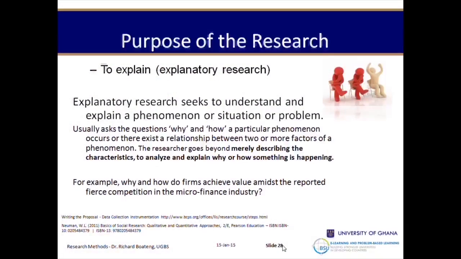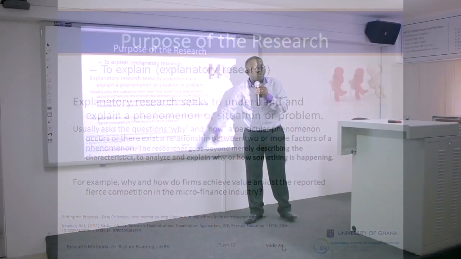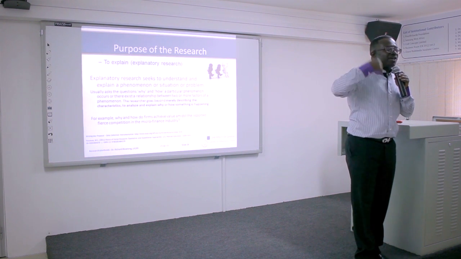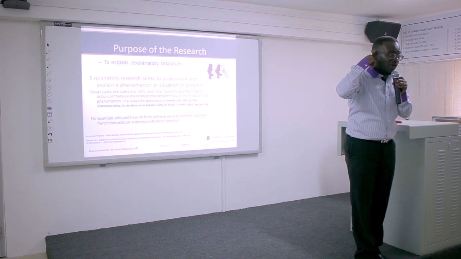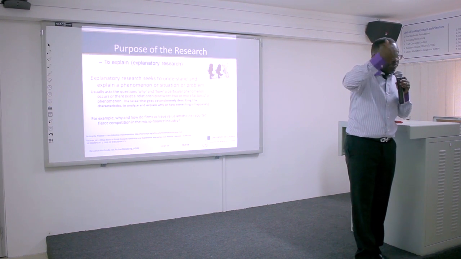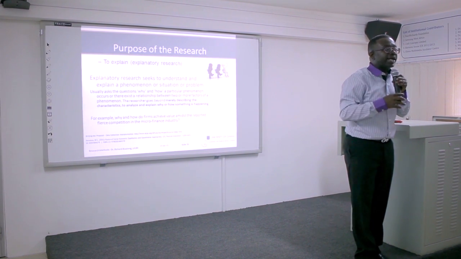So a particular phenomenon occurs or exists, or the relationship between two or more factors within a phenomenon. So why and how do firms achieve value amidst the reported fierce competition? So it means that there's something happening. Somebody did the research to establish that there was fierce competition. Now another person is doing research to find out how firms are surviving in the fierce competition. You see, there are two different levels. Descriptive research or exploratory research could have established that there is fierce competition. Now you are going behind the fierce competition to establish why and how it occurs.